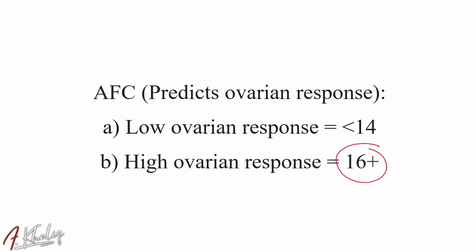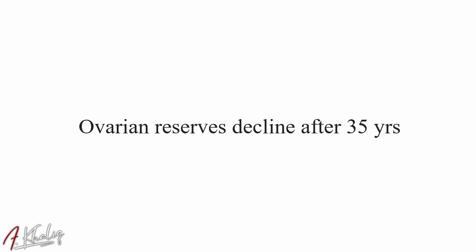If you get it more than 16, it means there's a high ovarian response. Ovarian reserve declines after 35 years.